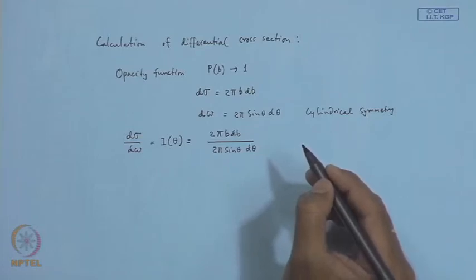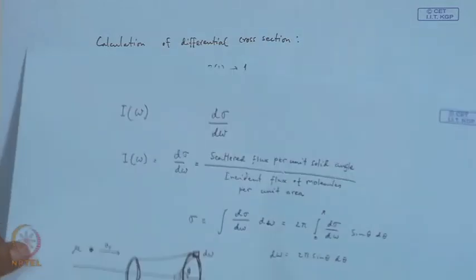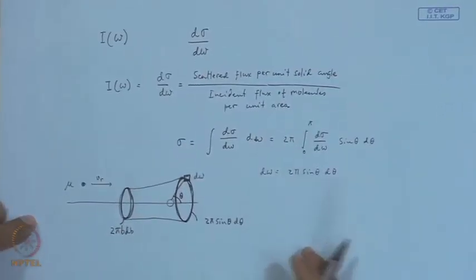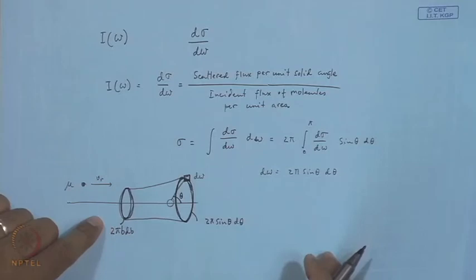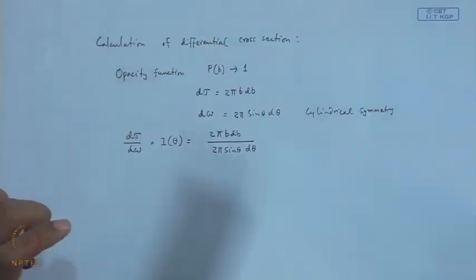Twice pi sin theta d theta. So just recall this previous diagram. You should be able to do it, this diagram. Look into this diagram, you should be able to get some idea.